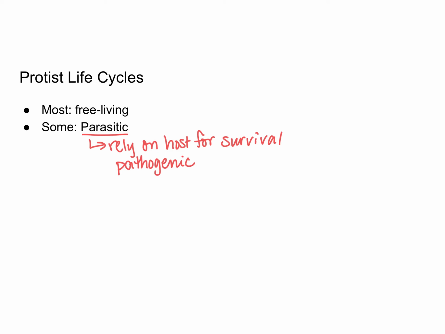When it comes to how they survive, some protists are free living, others are parasitic. And remember, parasitic means that they rely on a host for survival. And we could also call these pathogenic because a parasite is something that harms the host that it's living off of. So it's pathogenic in that the host is going to be negatively affected by the presence of this parasitic protist in this example.